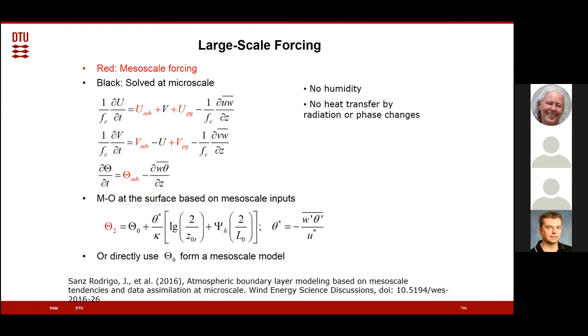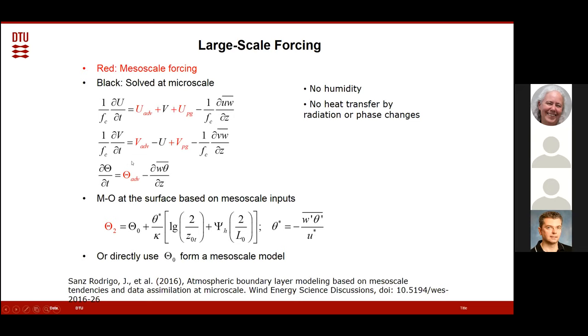So the next, in a sense natural, step was to follow up on what Sanz Rodrigo, who is also here, did. This is pretty much the same slide that Oriol has previously shown. The idea is, instead of using idealized geostrophic wind, the PG terms, the pressure gradient term, to enrich that with the advection terms and try to feed that back into the micro model.